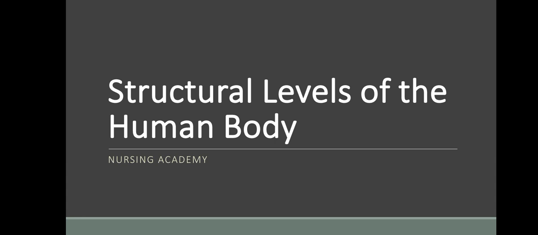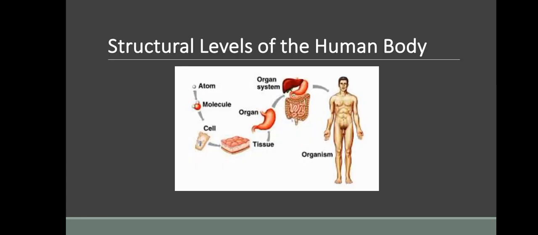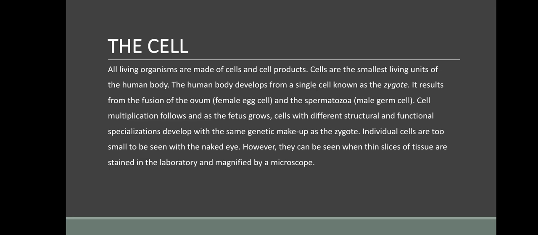So today is Anatomy Monday. We upload anatomy videos on Monday. So we will be discussing the structural levels of the human body, part 1. The structural levels of the human body involve an atom, a molecule, a cell, a tissue, organ system, then an organism. So the cell.